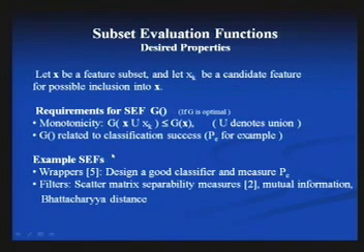Now, example classes of subset evaluation functions. Wrappers, these attempt to design a good classifier and measure a probability of error. Filters, these could be things like scatter matrix separability measures, mutual information, Bhattacharya distance, and there's some others. There's a lot of others besides what I'm talking about here, but these are the two main classes.